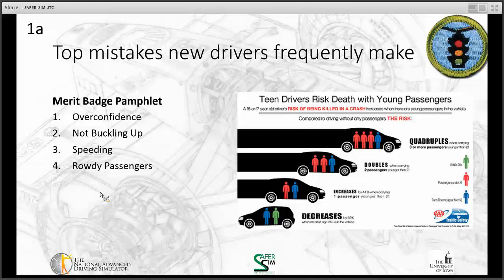So this is one of the struggles when you guys learn to drive, is that as you learn, you're oftentimes with a parent and they keep you under control. And then you get off on your own and you have your friends with you, and you take risks that you otherwise wouldn't take.